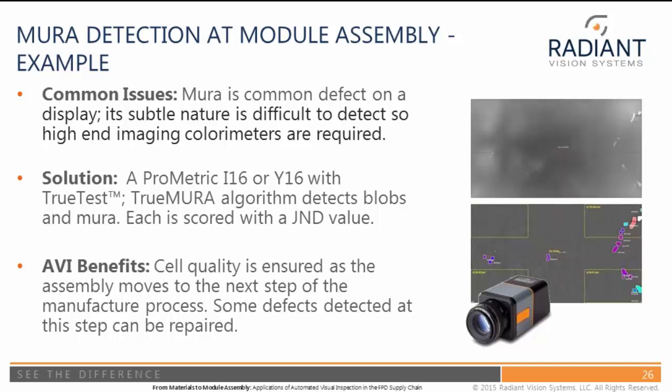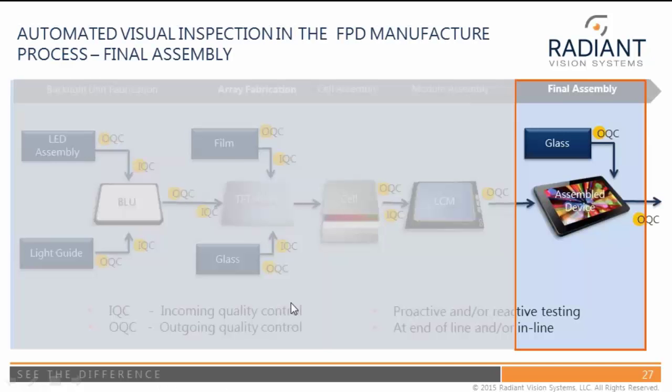Again, a really good aspect of the automated visual inspection system is the fact that we can quantify defects repeatably in a situation that tends to be very subjective for how the operators would potentially view the system. And then cell quality can be ensured as the process moves to the next process. And then also some of the defects at this point can be repaired.